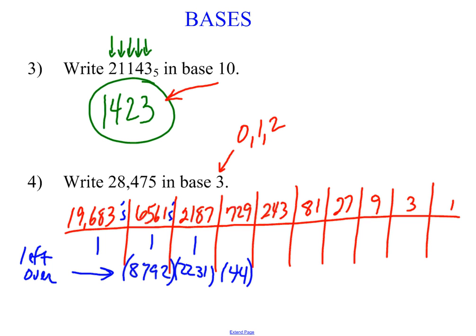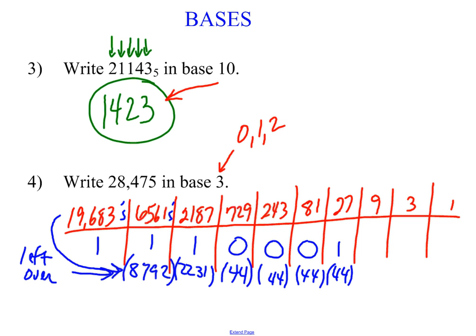How many times does 729 go into 44? 0. So this number divides into the leftover number, is what we're looking at. How many times does 243 go into this? 0. So you go all the way down to the 27, because 27 goes into 44 once. I could keep putting my 44s here just to follow my method. And then how many 27s go into 44? 1. And what's left over?